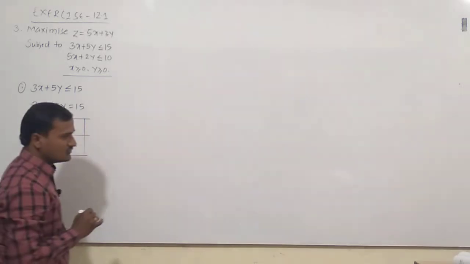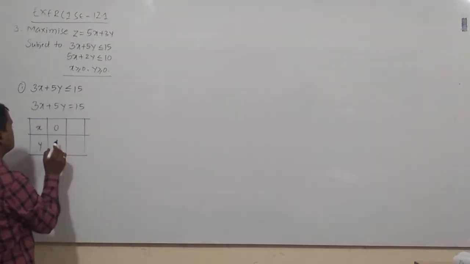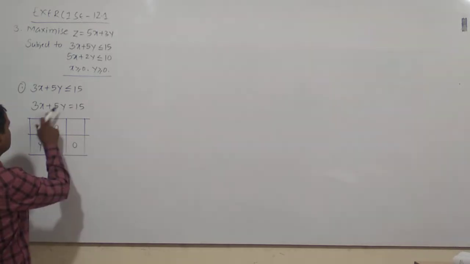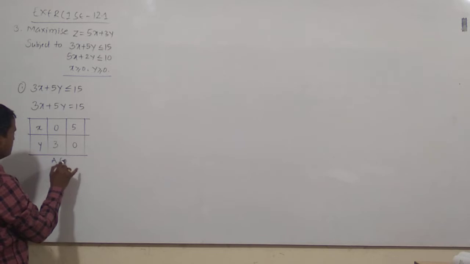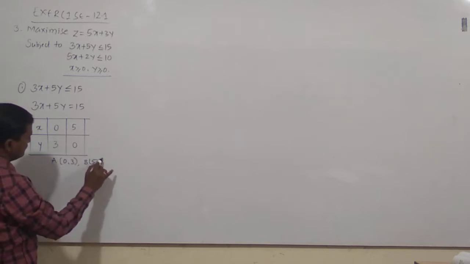Substitute x equal to 0. What is the value of y? Clearly the value of y is 3. Put the value of y equal to 0. What is the value of x? 5. So therefore the first point is 0 comma 3, and the second point is 5 comma 0.